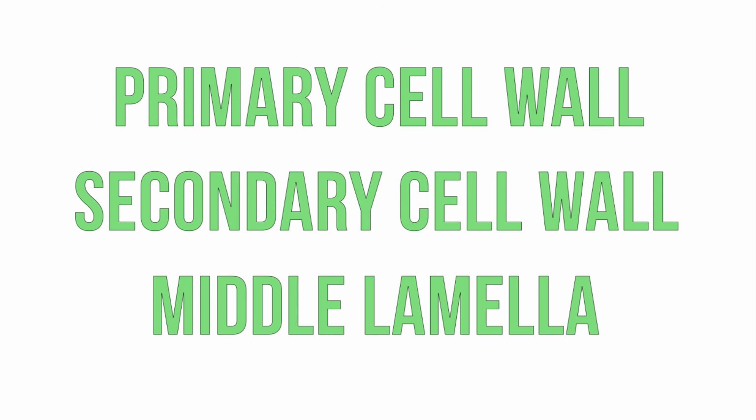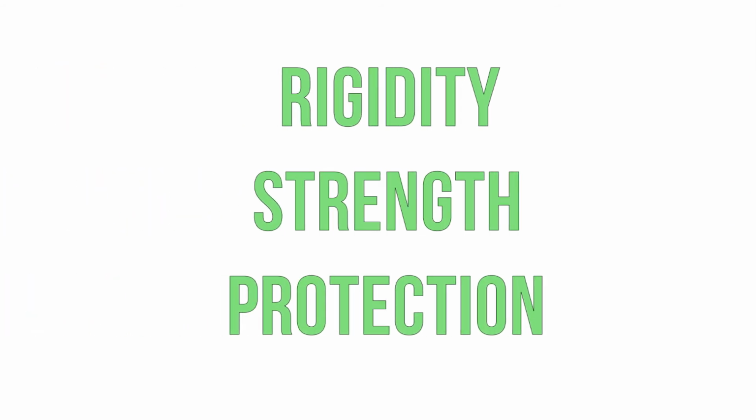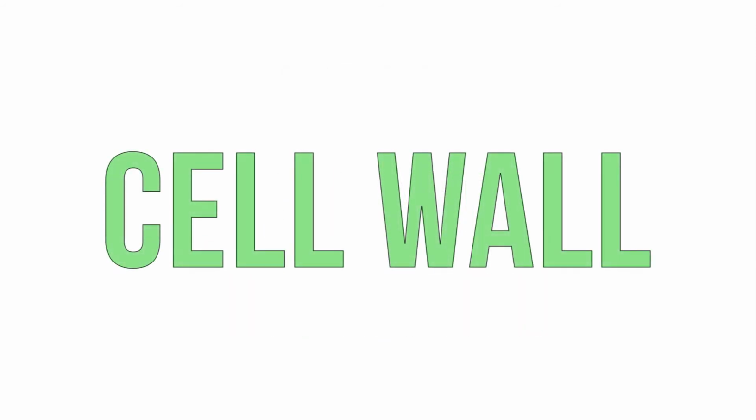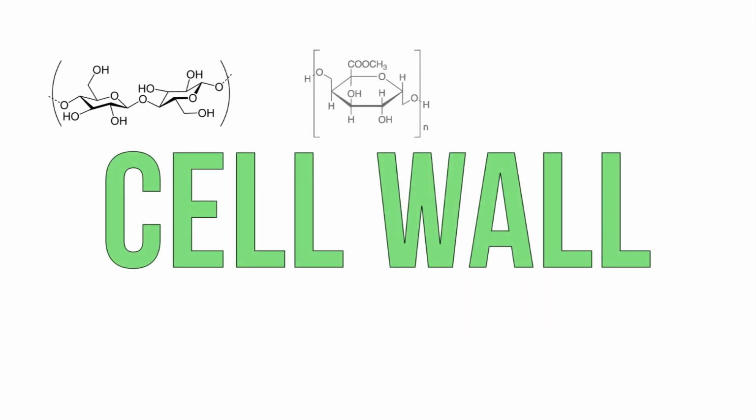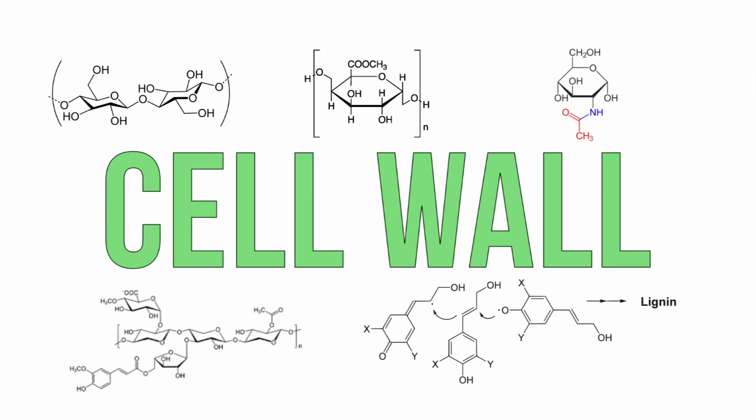It is located outside the cell membrane, and its main function is to provide rigidity, strength, and protection against mechanical stress and infection. The cell wall is made up of cellulose, pectins, glycoproteins, hemicellulose, and lignin.